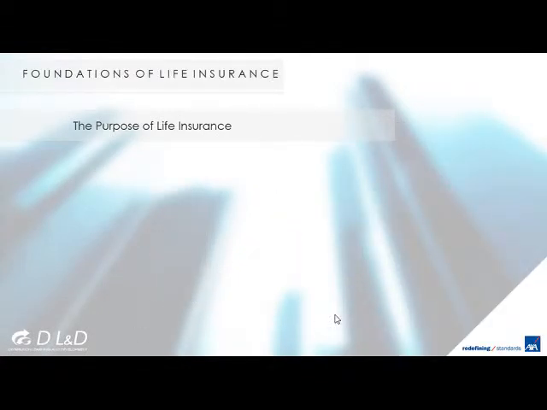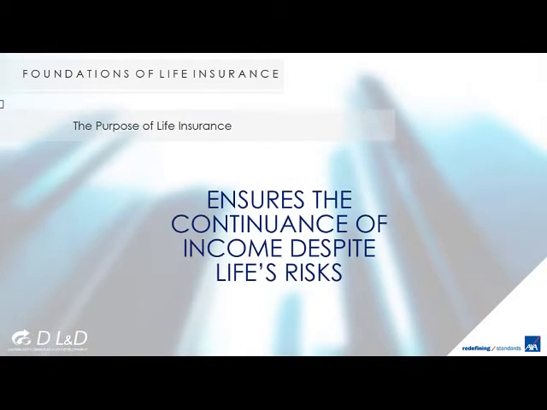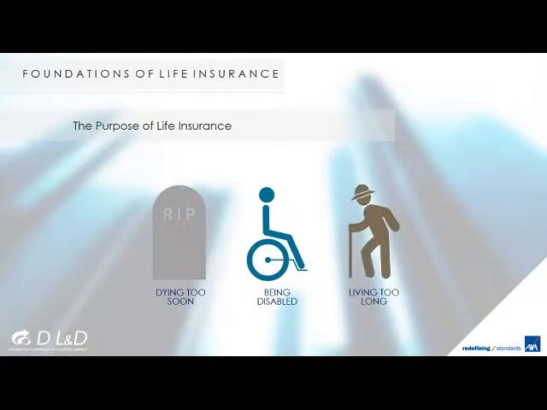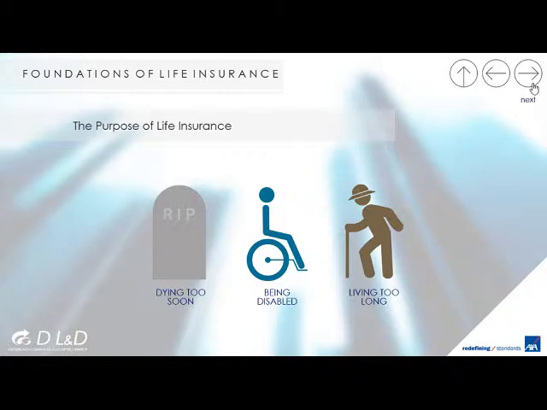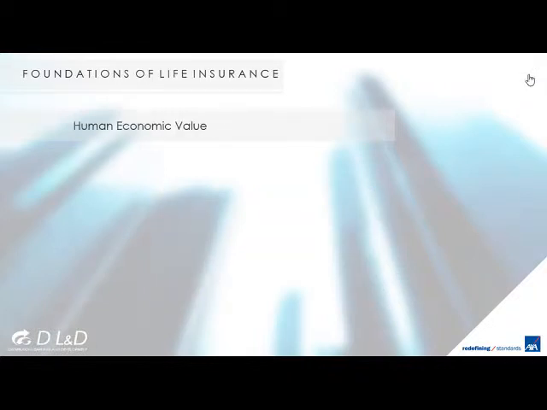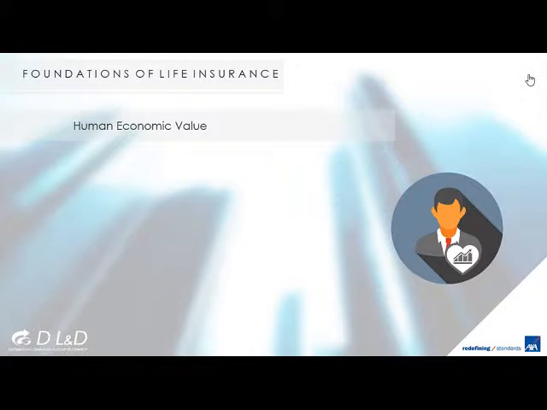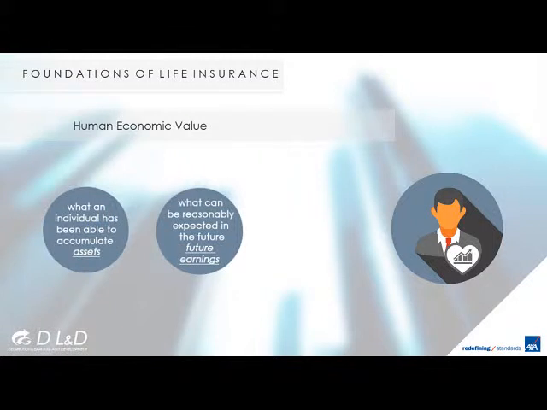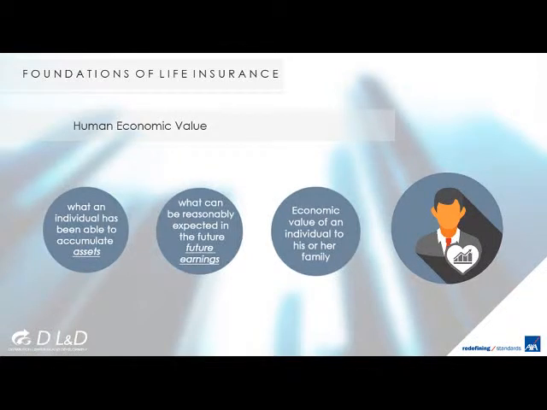Despite life's risks of dying too soon, being disabled, and living too long, the amount of loss that a person or family could suffer in case any of these risks happen can be determined through the concept of human economic value, which speaks about a person's earning potential. This is what an individual has been able to accumulate in assets, what can be reasonably expected in the future as future earnings, and the economic value of an individual to his or her family.